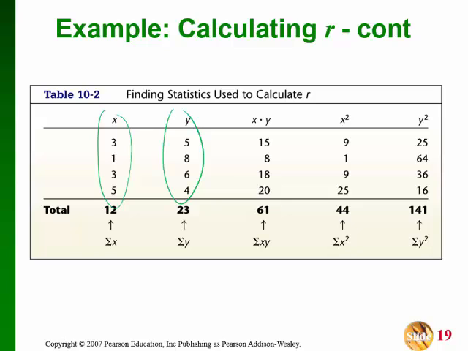A couple of things you need to do: add up all the x's and all the y's separately, because that's a piece of the formula. You can multiply x times y and start a new column, and you also need x squared and y squared, so you can do all those values and eventually add them all up. These are the weird numbers you saw in that formula that I told you not to write down. In that formula, you would just punch in these numbers, 12, 23, 61, 44, and 141, and then do your calculations.